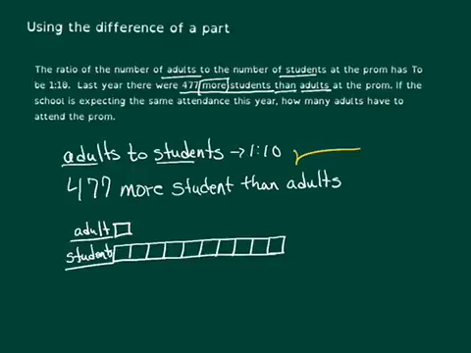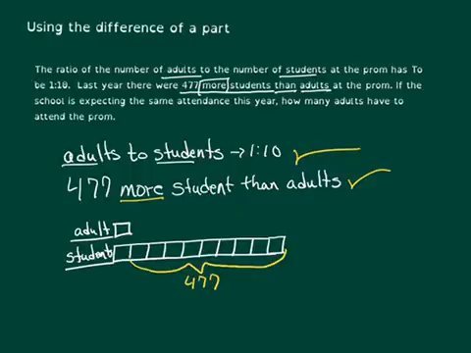Adults to students. Next, 477 more students than adults. So I'm looking for the difference between the students and the adults. So the difference is going to be here. And this is going to be 477. All right, got that in my model. Now go back and check. Have I put a check mark and used everything in my important information? Yes, I have, so I can start solving.